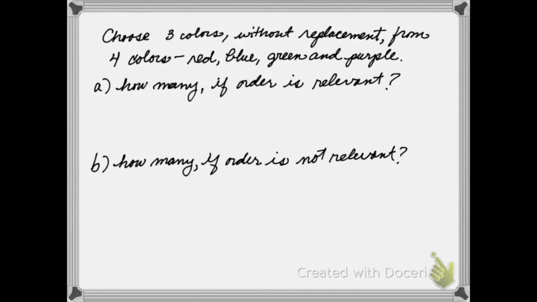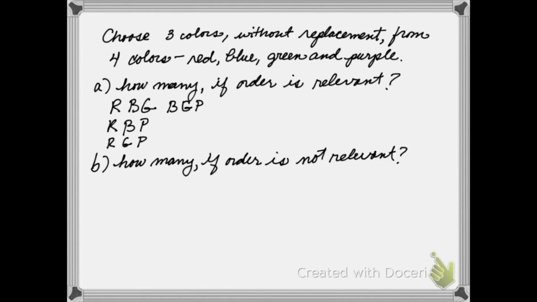So I could list them out, right? I could say, well, I'm going to choose red, blue, green. I could choose red, blue, purple. I could choose red, green, purple. I could choose blue, and then green, purple.